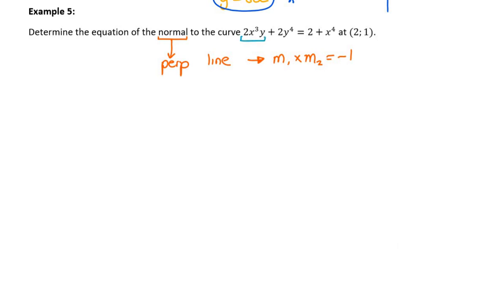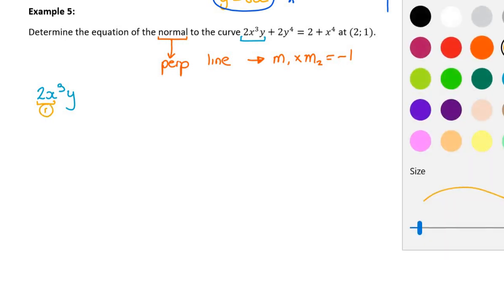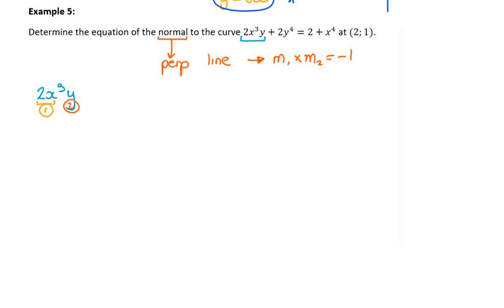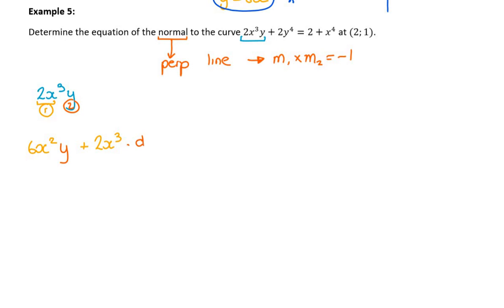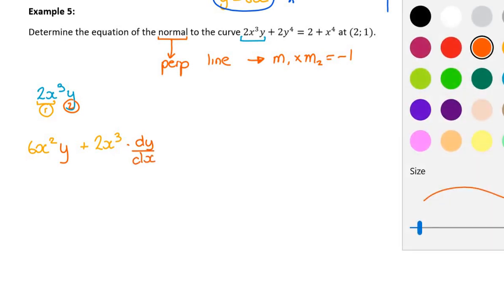Right, what omission? That is a product rule. So 2x cubed y is a product rule. Let's think of this as function number 1. Let's think of this as function number 2. And the product rule says differentiate the first function. So that would be 6x squared. Leave the second function alone. Plus, leave the first function, so 2x cubed, multiply by differentiate the second function, which I don't actually know what it is. So I'm just going to write dy dx. On to the next one.